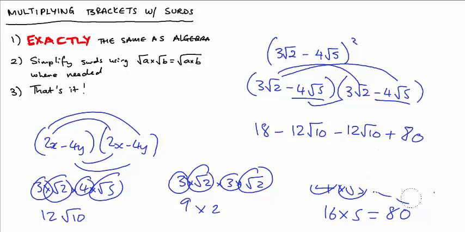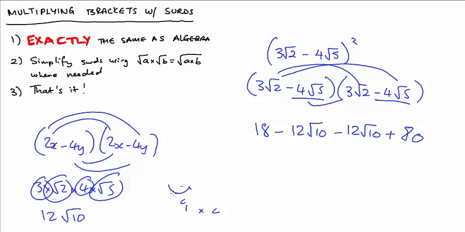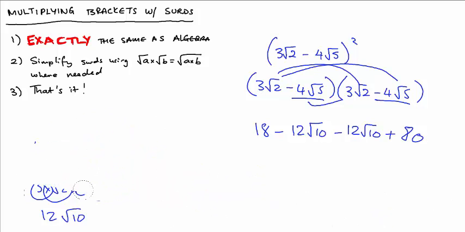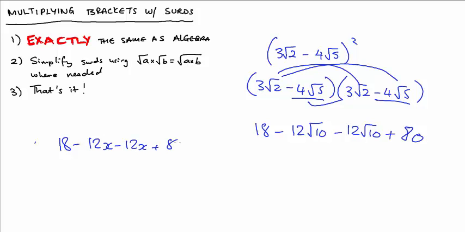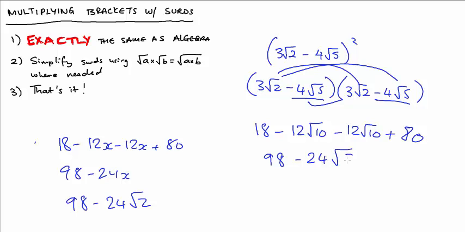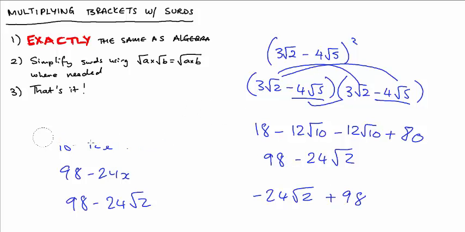And then here's the deal as well. Clean this up. Want to take a guess at what this is? You know for a fact that 18 plus 80 will give you 98, and minus 12√10 minus 12√10 gives minus 24√10. So it's going to equal 98 minus 24√10. Of course it's going to equal that. That's exactly what it equals. Some of you might have written it like this; it's exactly the same thing. Alright, so that's multiplying out brackets.